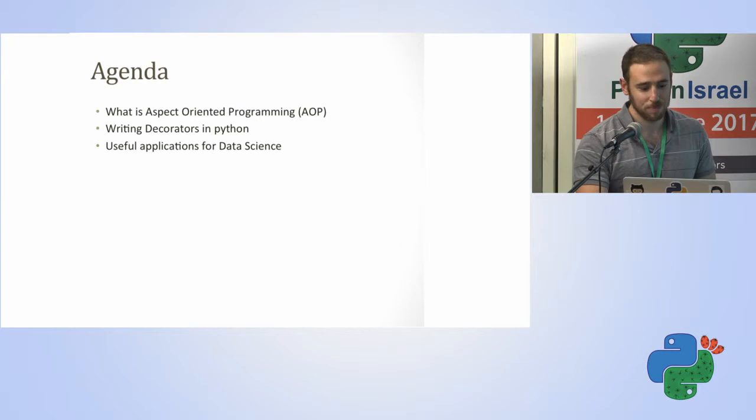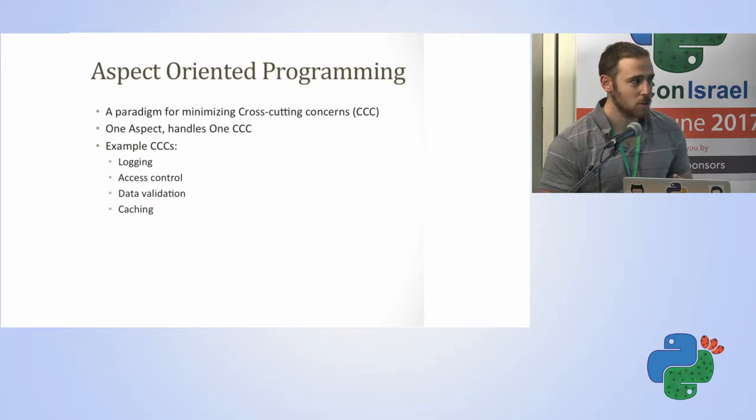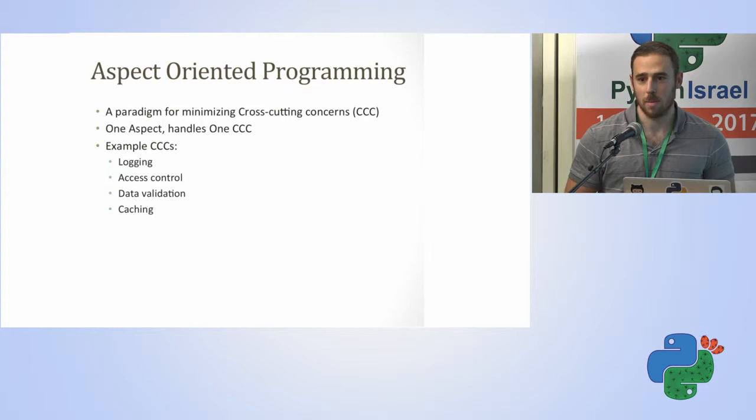Okay, so aspect-oriented programming is a catch-all phrase for cross-cutting concerns. Cross-cutting concerns are basically things that we care about that cannot be encapsulated in one model. For example, logging. We have logging all over our project. Logging, authorization, timing, those are things that we use a lot in a lot of different applications.